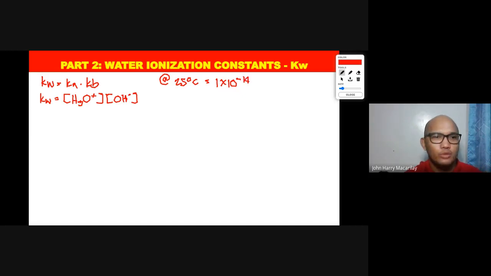Okay? So let's prove that Kw is actually equivalent to your Ka and your Kb. Alright? So let's have this first. Let's combine our Ka and our Kb from a while ago. Our Ka from a while ago is equivalent to our hydronium ion concentration times our acetate ion.